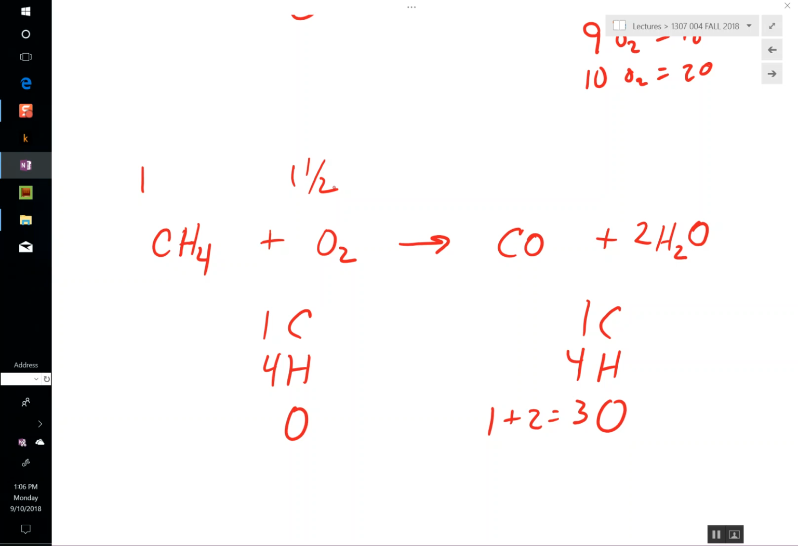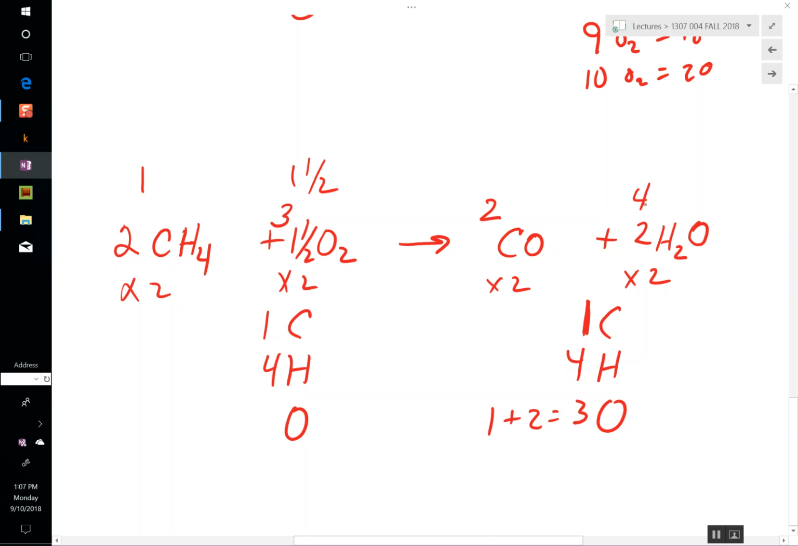And so it is forming carbon monoxide. We're starving it for oxygen. So it will balance out a little bit differently. Now we would multiply all this by 2 to get rid of that, and would actually end up with 2 of these. Yeah, 3 O2s, 2 carbon monoxides, and 4 water molecules. Whereas before we had 1 methane reacted with 2 oxygens to produce 1 CO2 and 2 waters.